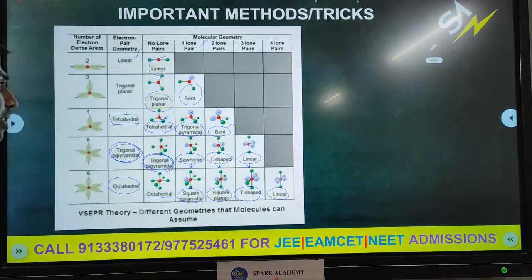So this is VSEPR theory, valence shell electron pair repulsion theory. Clear? Any doubts regarding valence shell electron pair theory?